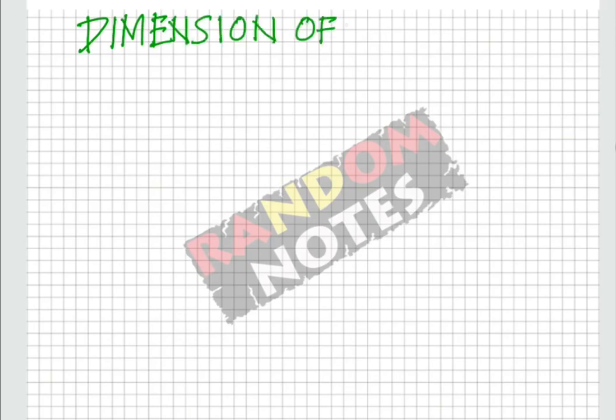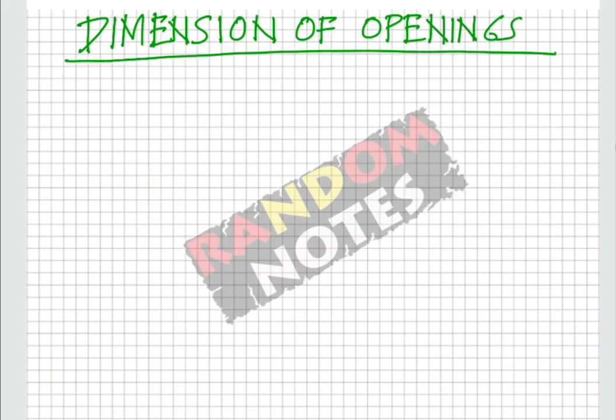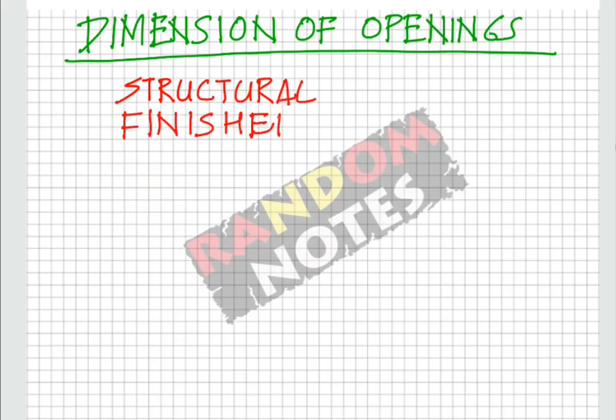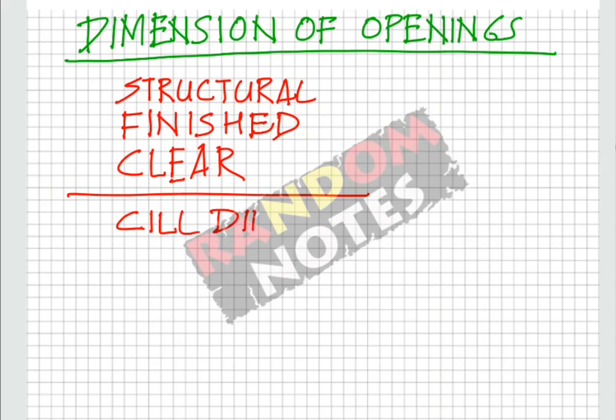Let us now understand the dimensions of an opening. An opening is created in wall using structural dimension. Then it has finished dimensions and clear dimension. These can be in plan or section. Then we have certain heights, the sill dimension and the lintel dimension. These are taken from the floor.